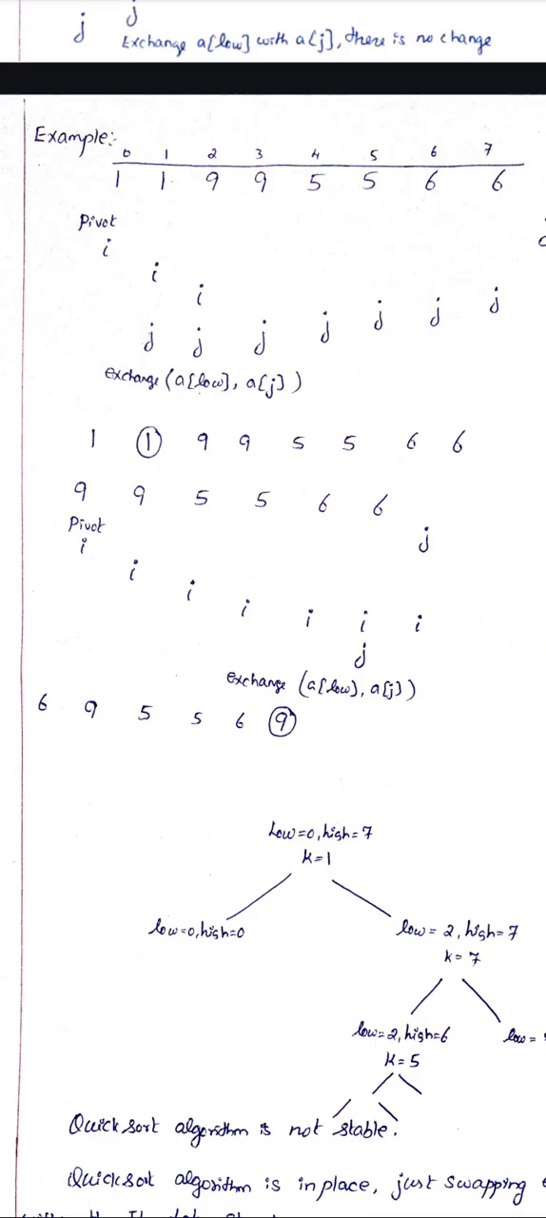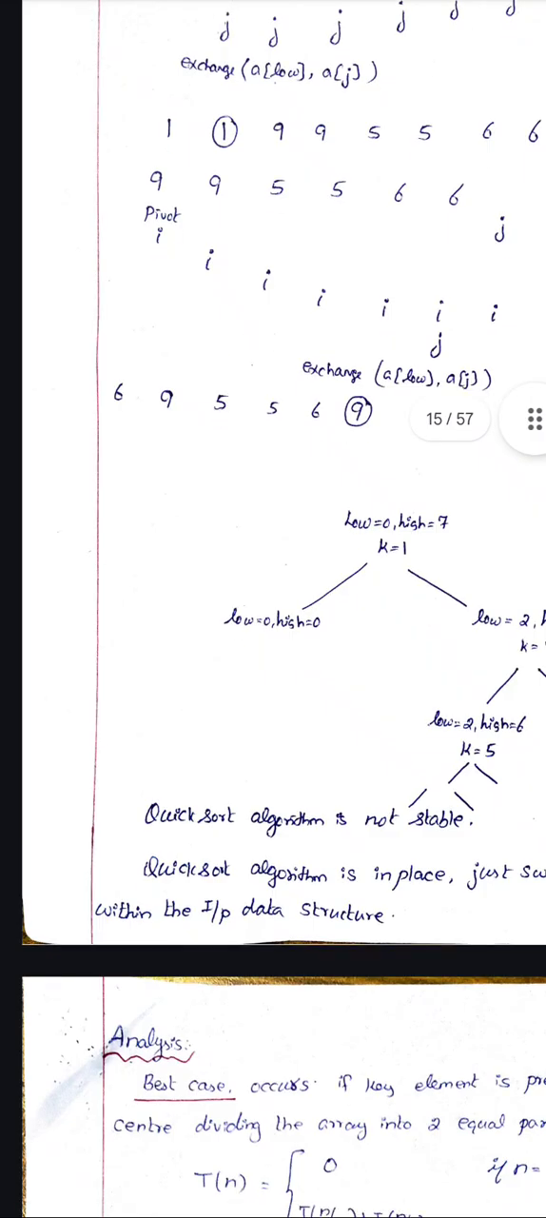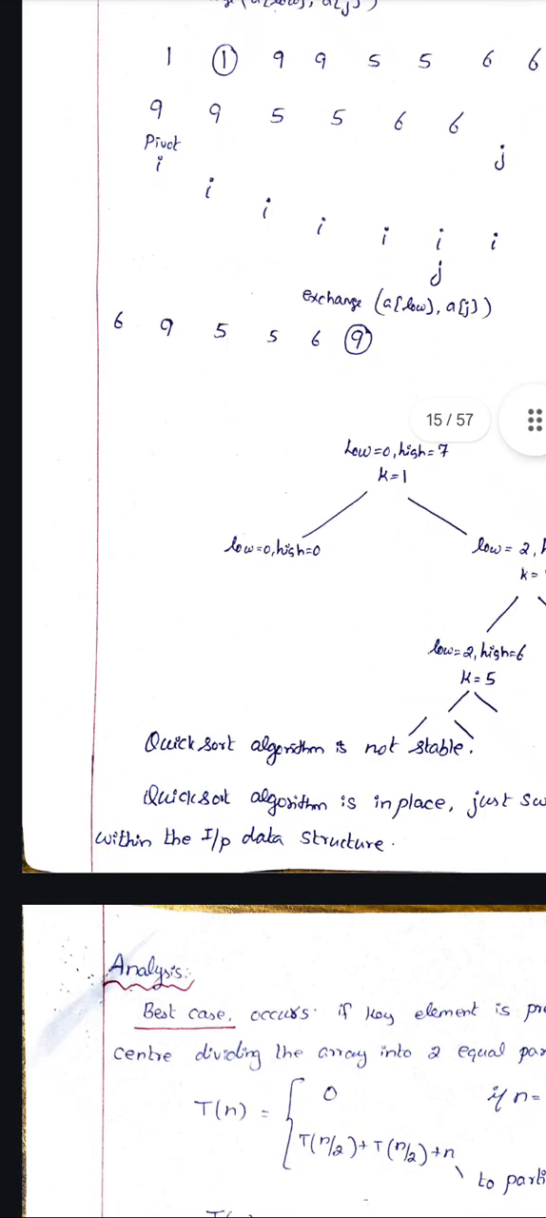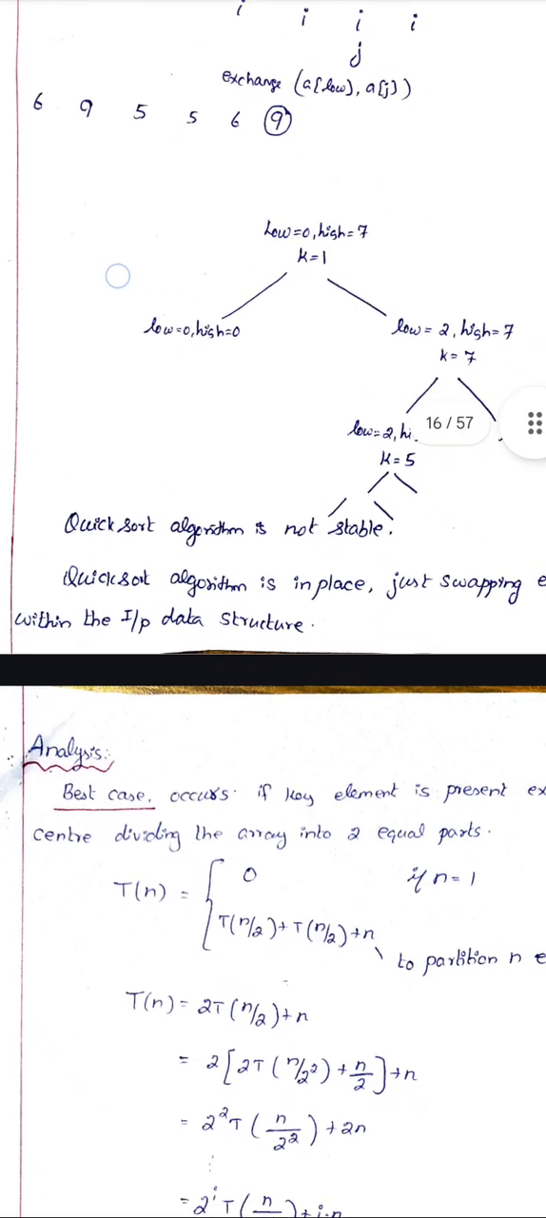Is 9 greater than or equal to 9? Yes. 9 greater than or equal to 5? Yes. 9 greater than or equal to 5? Yes. 6? Yes. And j goes till the last element. Then it will be swapped towards the extreme right corner. 695569. Low equals 0, high equals 7. 567. k is 1. Low equals 0, high equals 0.